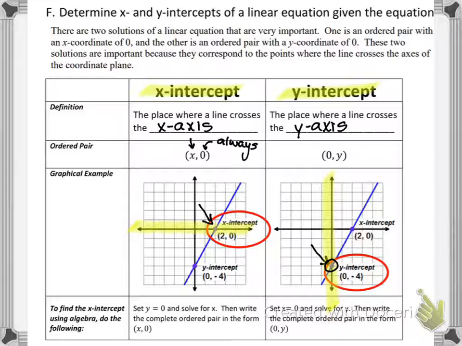So how do we find the x and y intercept? Well, to find the x-intercept, we set y equal to 0, just like you can see right here, and then we solve for x. To find the y-intercept, we do the opposite. We set x equal to 0, and then we solve for y. Now we have enough information to get started.